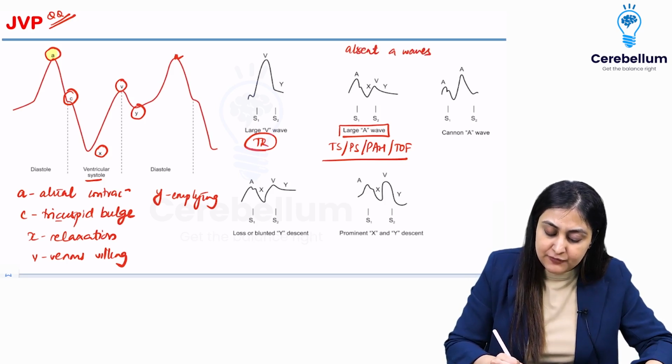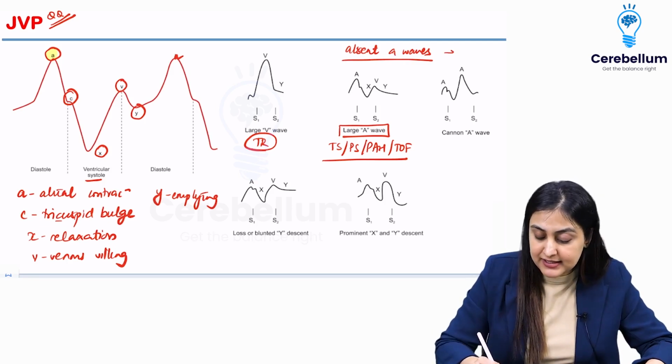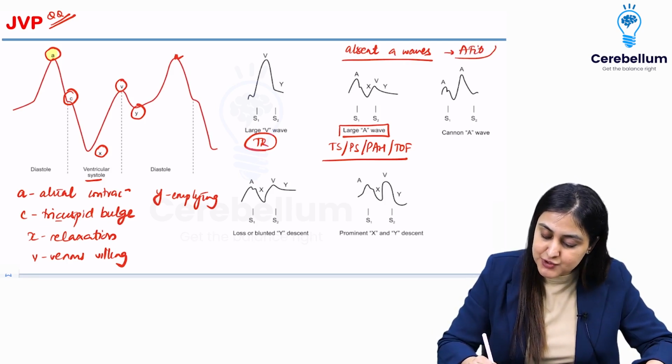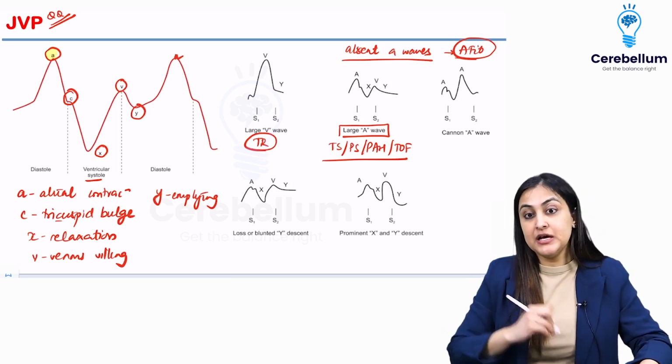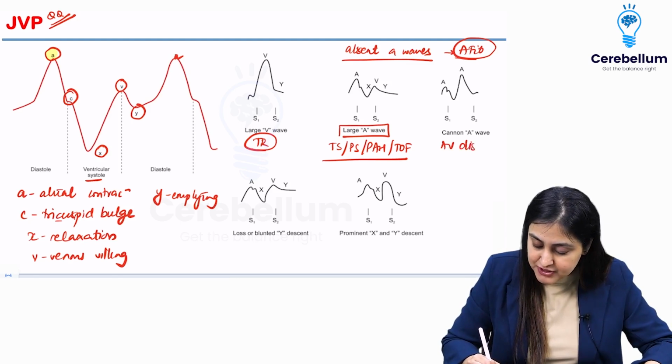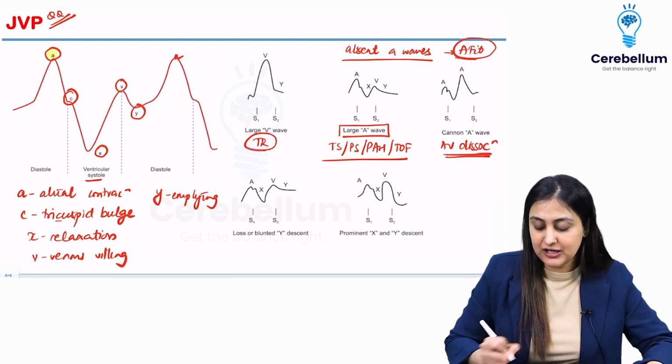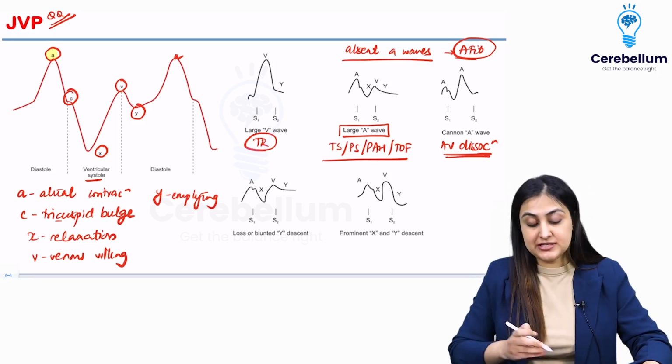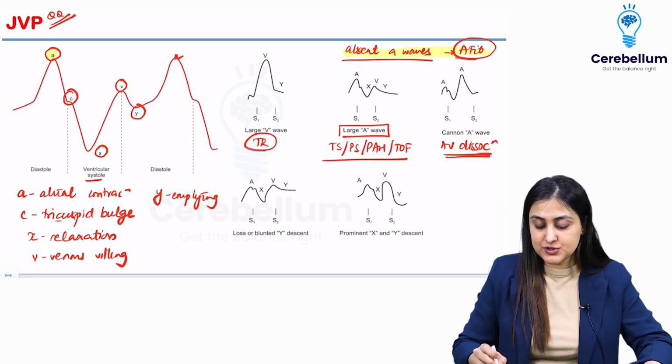If I ask you where will I have absent A wave, where is it that there are no P waves for the atria to contract? Correct, it is atrial fibrillation. Yeah, so AFib will have absent A waves. Where will you have canon A waves? This is what is seen in AV dissociation. In complete heart block, we're going to have canon A waves. Okay, so these three A waves almost always gets you questions.